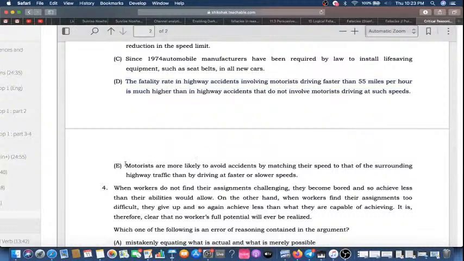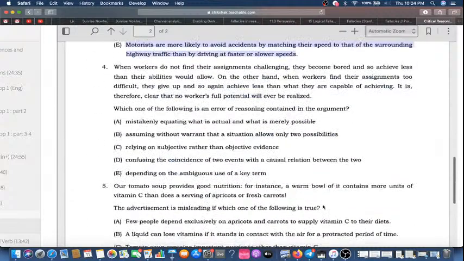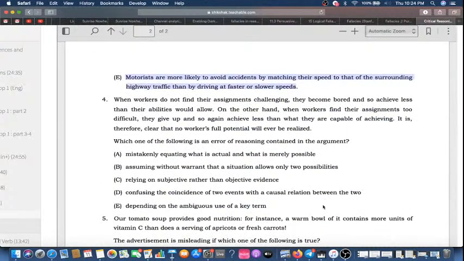Let me just quickly go through option E also for formality's sake. Motorists are more likely to avoid accidents by matching their speed to that of the surrounding highway traffic than by driving at faster or slower speeds. Totally, completely irrelevant, doesn't help, doesn't attack, does nothing. Right?